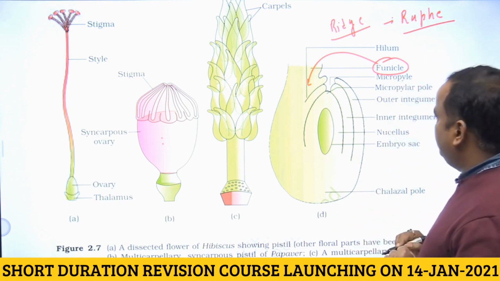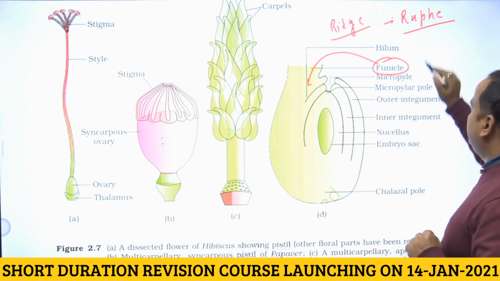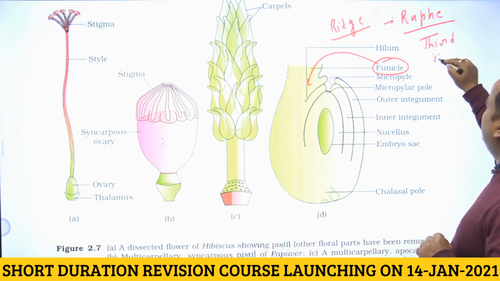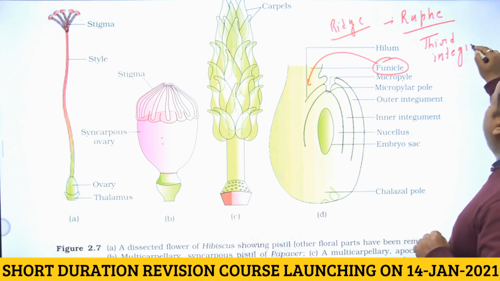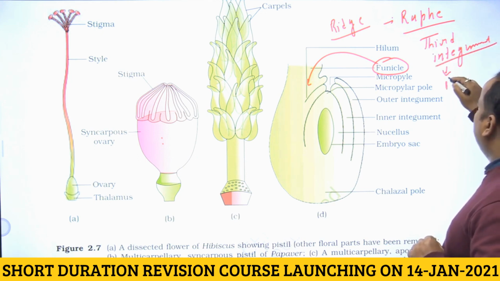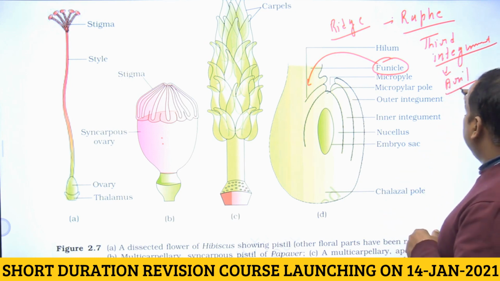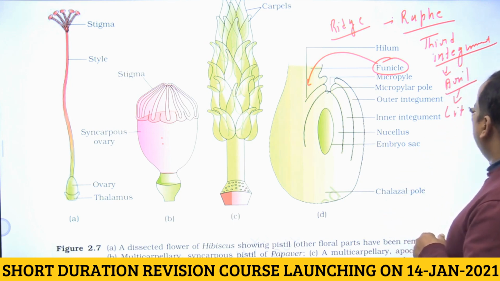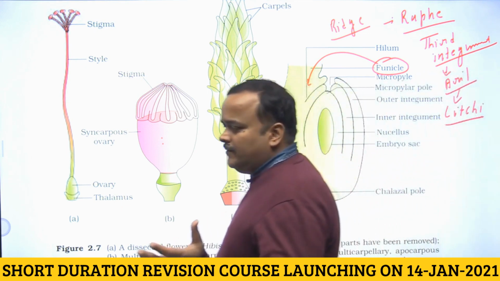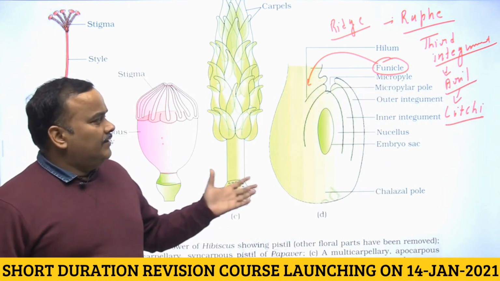Then second, in some cases what happens, there is development of a third integument which is referred to as aril, which is the edible part in case of lychee. N number of times questions have been asked from this. So aril is nothing but it is a third integument and it is the edible part of lychee.